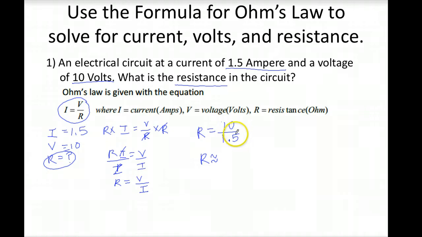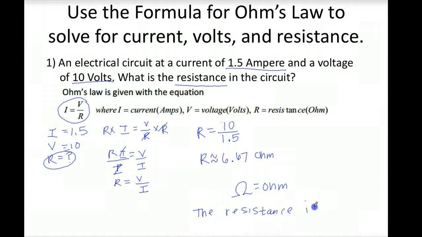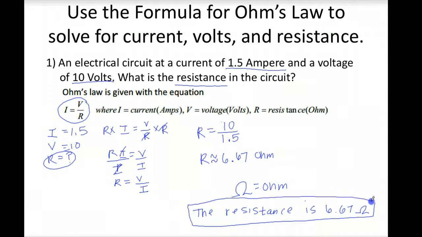Now, since we're looking at a real-world situation, we do want to approximate, so we'll be using our calculator here. So 10 divided by 1.5 is approximately 6.67. And since we're given our units, we want to make sure we include that. It is 6.7 ohms. And just for your reference, the symbol omega equals ohms. So we're going to say the resistance is 6.67 ohms. And that is our answer for the first problem.